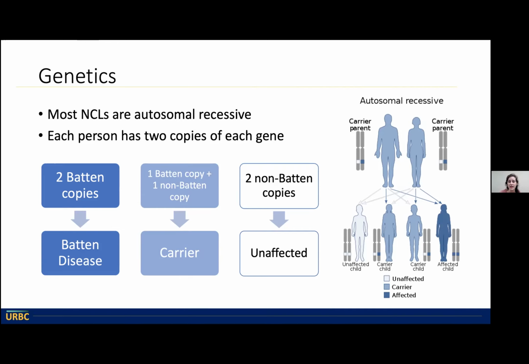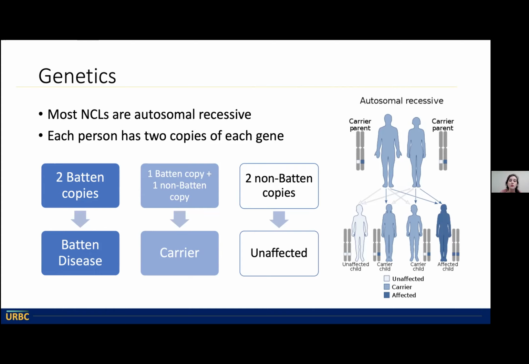Carriers don't have Batten disease themselves, but if two carriers of Batten disease have a child together, they can potentially, but not definitely, have a child who gets two copies of the gene that don't work right. This would mean that that child would have Batten disease. This happens about 1 in 4 times, or 25%.